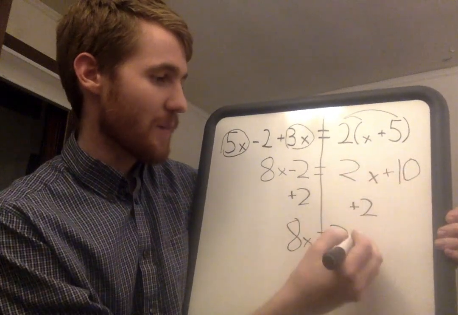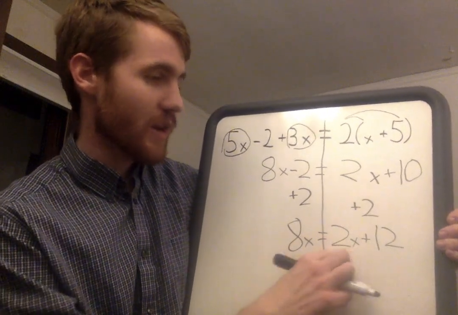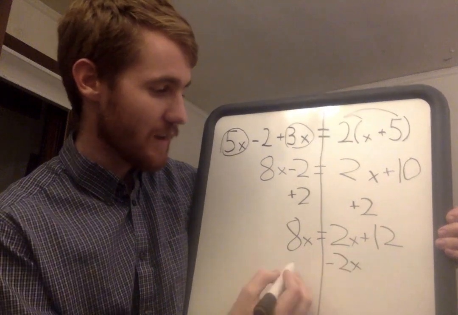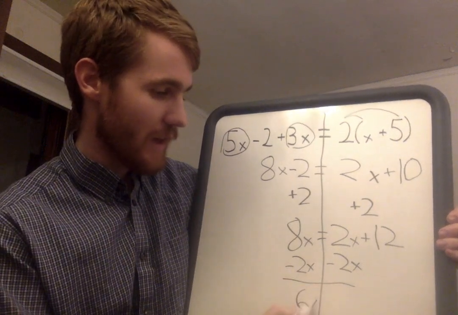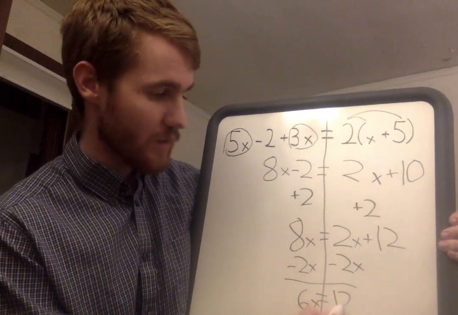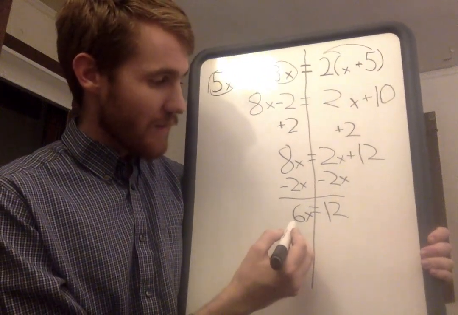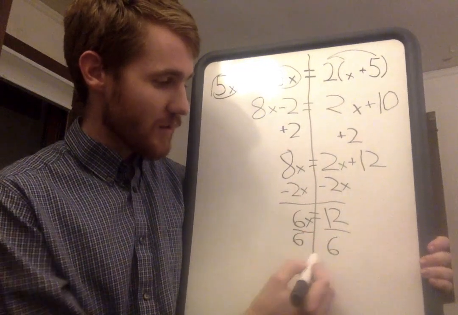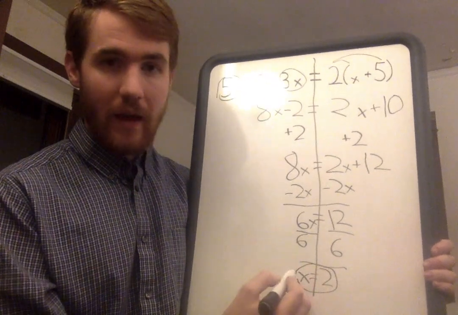The 10 and the 2 can be combined because they are like terms, and I get 2x plus 12. Now I've still got an x over here. I don't want that, so I'm going to do minus 2x. Again, inverse operations. We're left with 6x. And what's left over here? The 12. So we have 6x equals 12. I'm guessing most of you can do this last step. We've done it a lot of times. We want to get the x all by itself, so we divide by 6, divide by 6. And we're left with x equals 2. And there you have it.